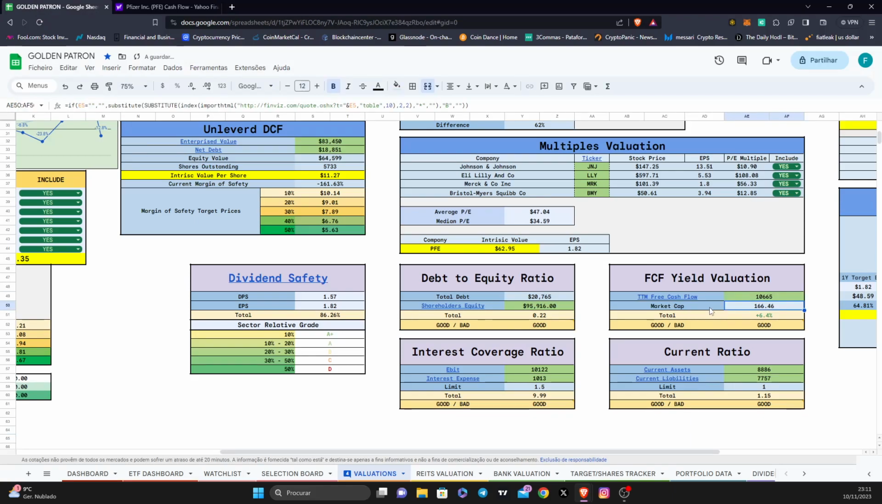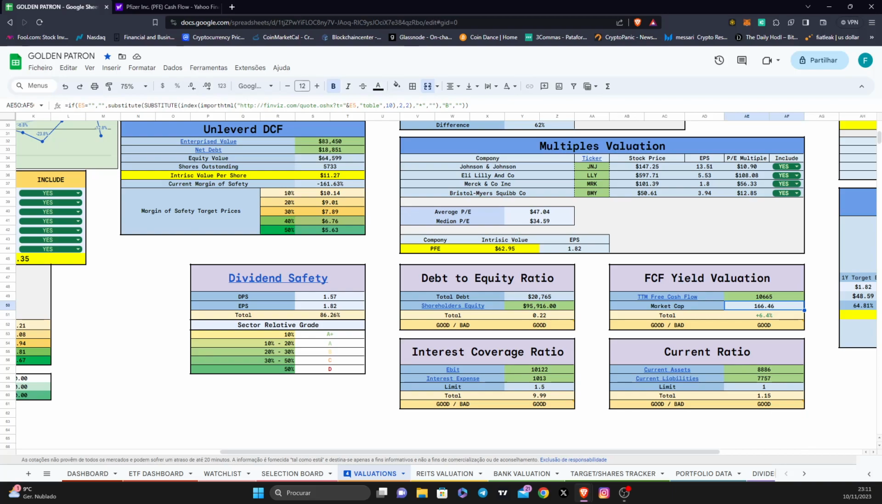10,665. Once we plug that in, market cap automatically fills in, and we get a total of plus 6.4%. So that's good. Now we need to do the current ratio.